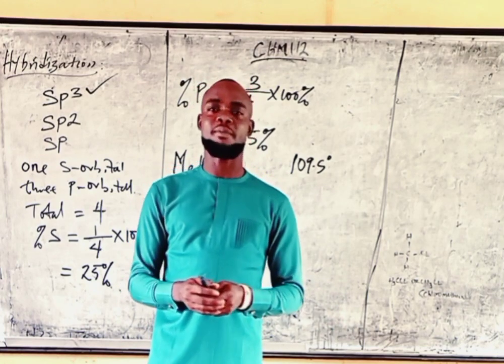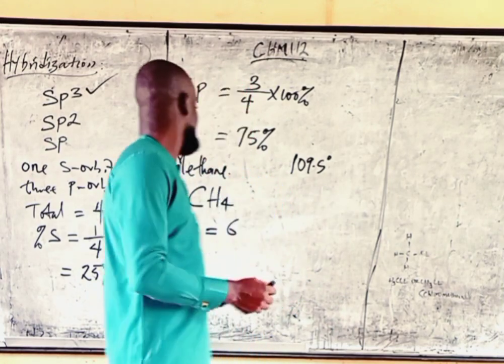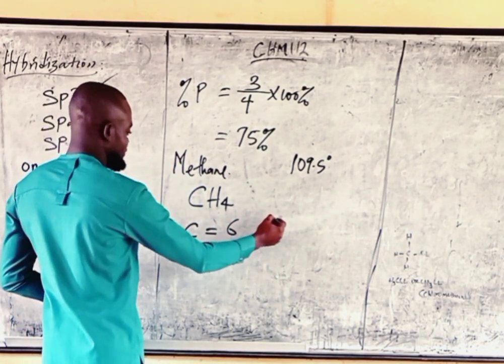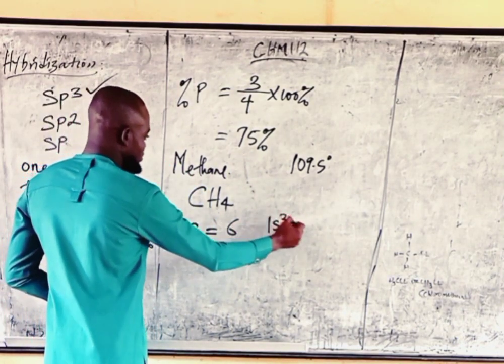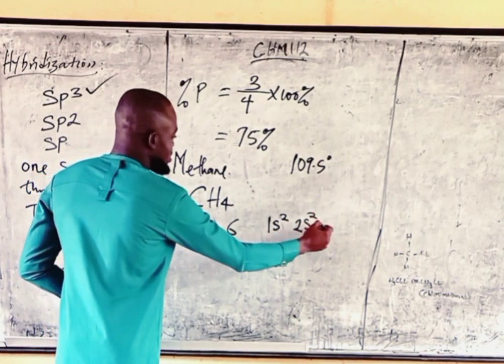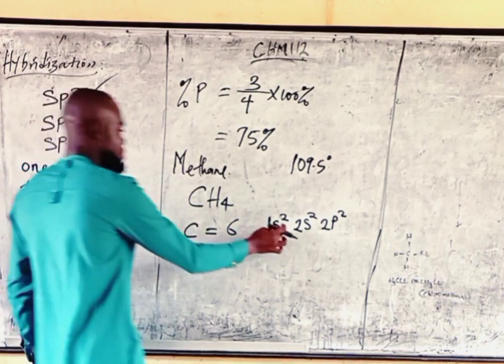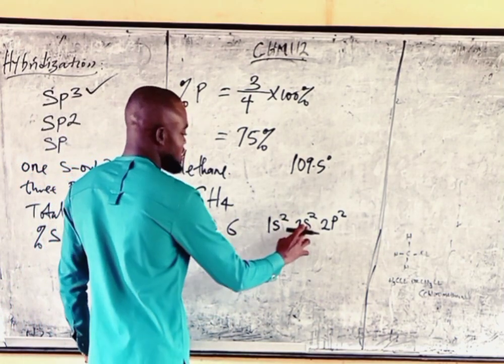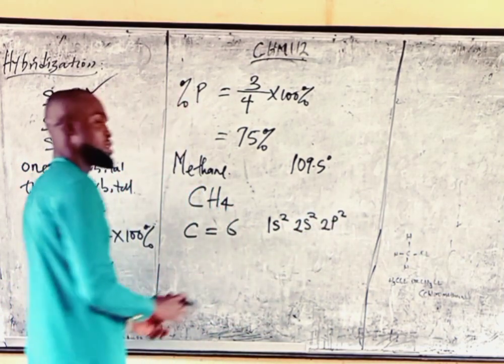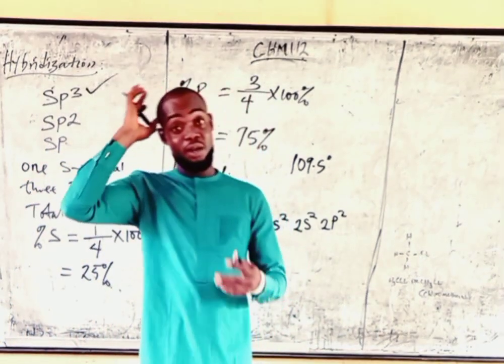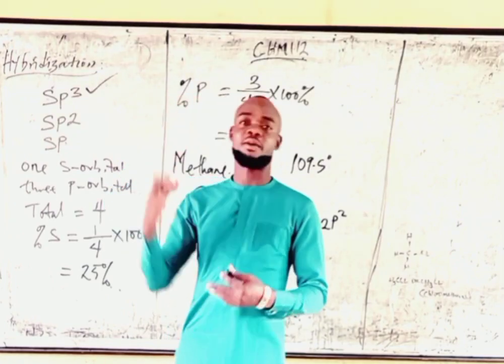The atomic number of carbon is 6. So, if I want to draw the electronic configuration, we are going to have 1s2, 2s2, and 2p2. Remember, the s orbital can take a maximum of 2 electrons, then p can take a maximum of 6 electrons, and so on, while doing the electronic configuration from the Aufbau principle.